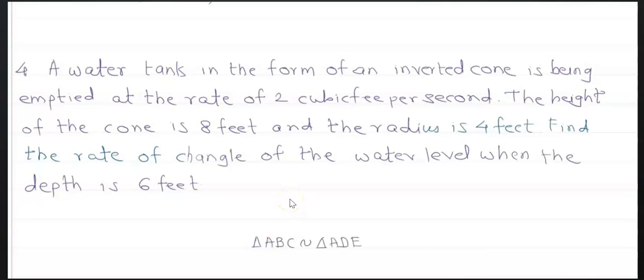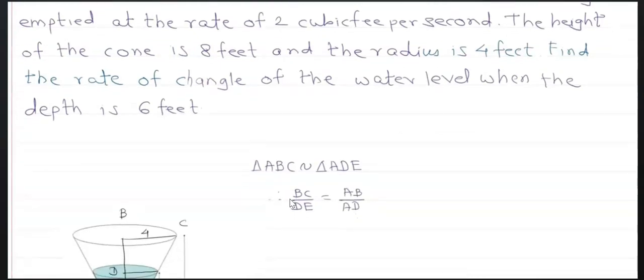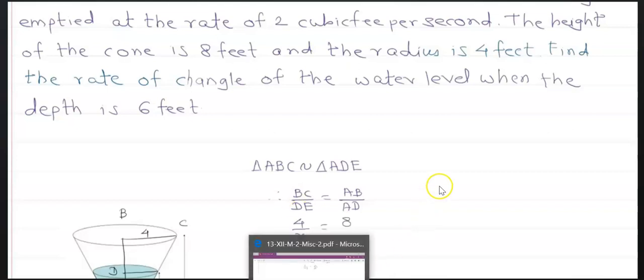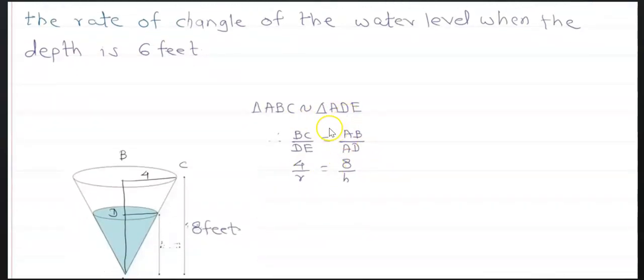Now see this here. That's why I have seen that the triangle ABC and the triangle ADE, these two triangles are similar. I will show you the figure. As these two triangles are similar, therefore BC upon DE equals AB upon AD.